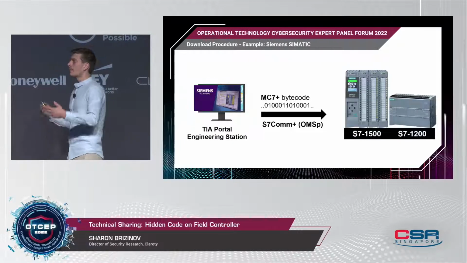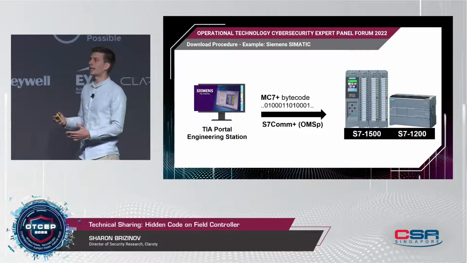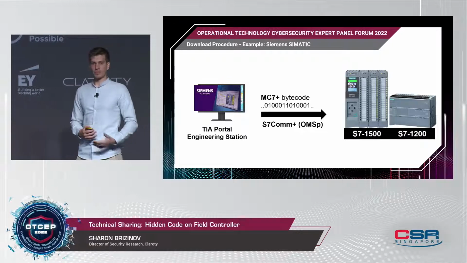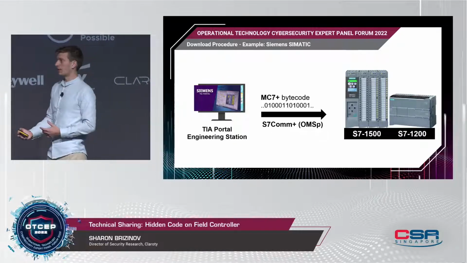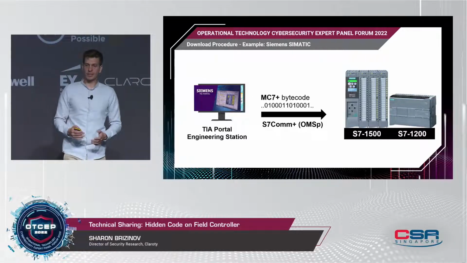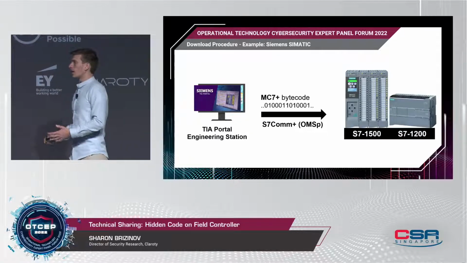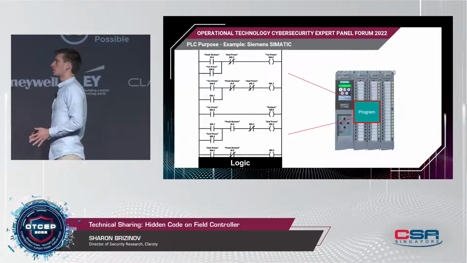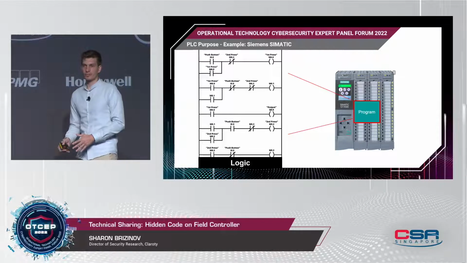So as I said, for example, Siemens, we have the bytecode. Siemens bytecode is called MC7+. The proprietary protocol is called S7COMM+, or the internal name, as Siemens referred to it, is OMS+. And our PLCs are S7 SIMATIC 1200 and 1500. But again, all we want here is to transfer our logic to the PLC. We want the PLC to change its behavior.